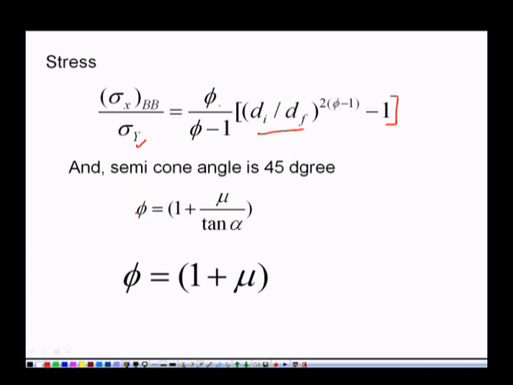And what is the phi? Again I am repeating it here, that this is nothing but 1 plus mu upon tan alpha. So, we have assumed this, 1 plus mu upon tan alpha, equal to phi, and with respect to that we have derived our expression. Here the alpha we have already taken as 45 degree, so tan 45 is equal to 1. In this way our final expression would be there for the value of phi.